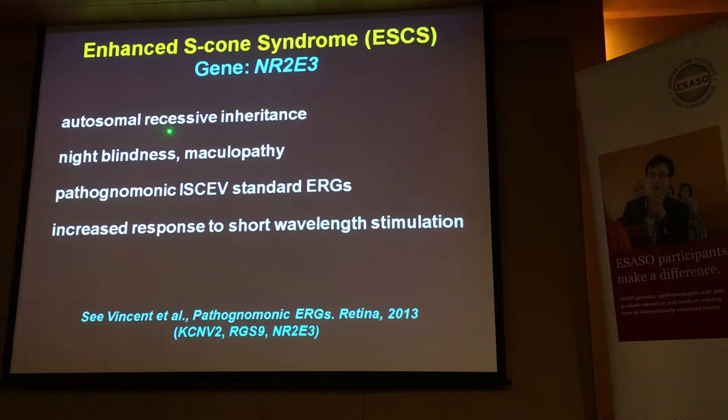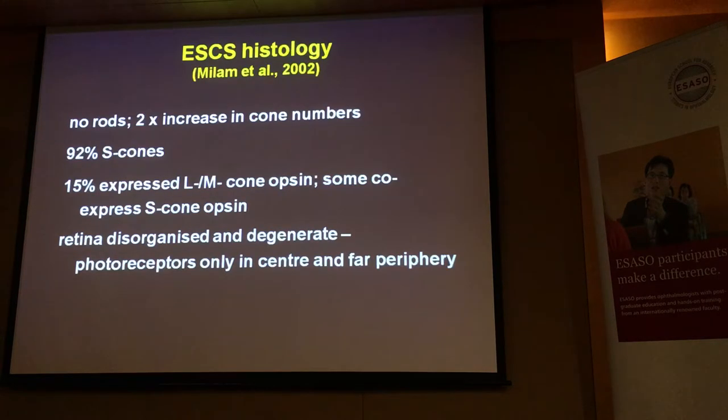It's recessively inherited. They are night blind from birth. Reason for that will become apparent shortly. And they have maculopathy sometimes, not always. Their ERGs are diagnostic. You don't need anything except the ERGs to make a diagnosis. And the reason they're night blind is they don't have any rods.